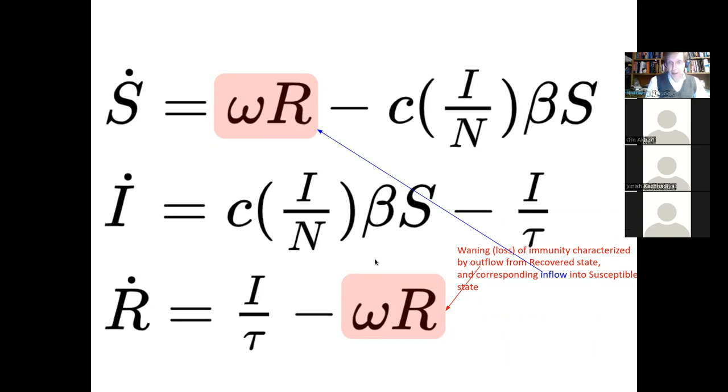Where can I find that in this? What is it? Where is the probability per contact between a susceptible and an infected that the person's going to be infected? Where is it here? It's staring us in the face. Yeah, it's this weird B thing called beta.